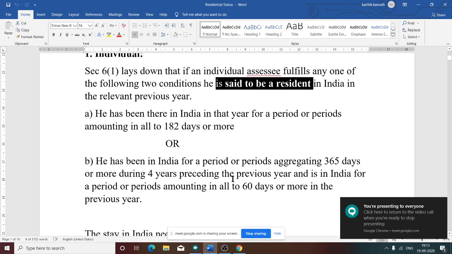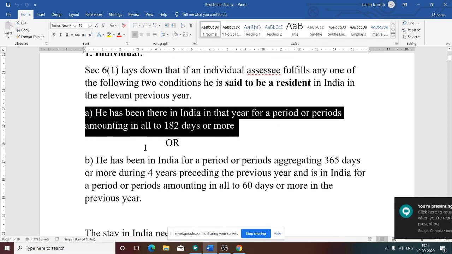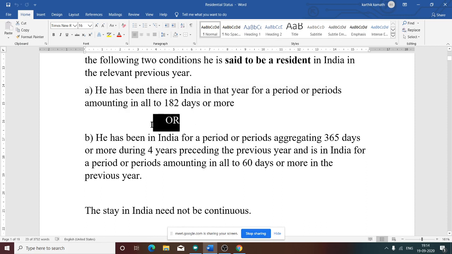So what are those conditions? We have discussed in the last class. First condition: he has been in India in that year for a period or periods amounting in all to 182 days or more. That means in the previous year, he must have stayed for at least half of the year. That is the first condition. Because any one of the two conditions is enough, that is why 'or' is given.